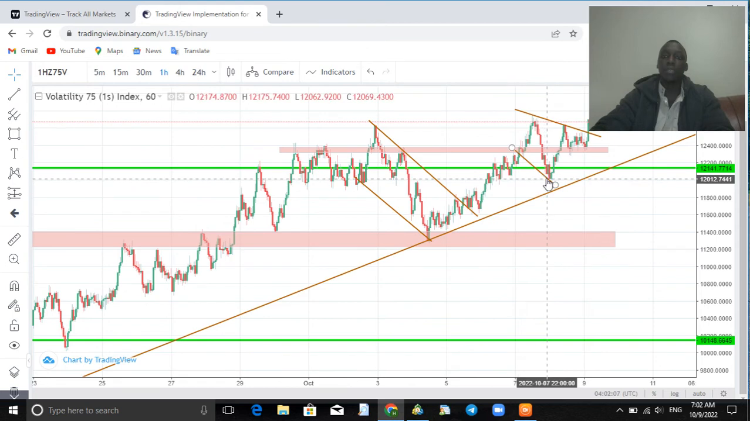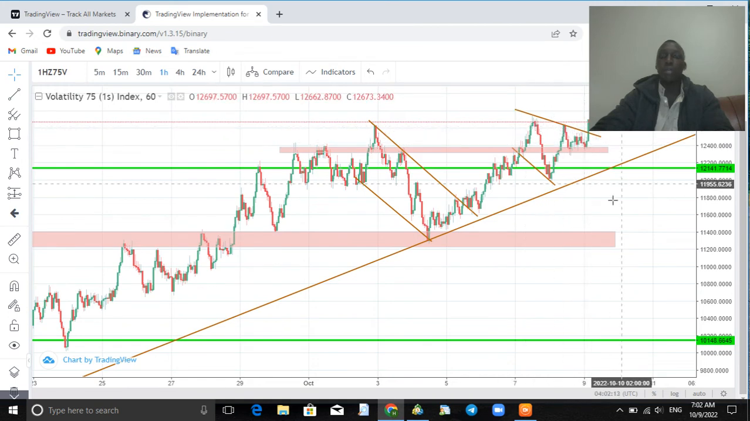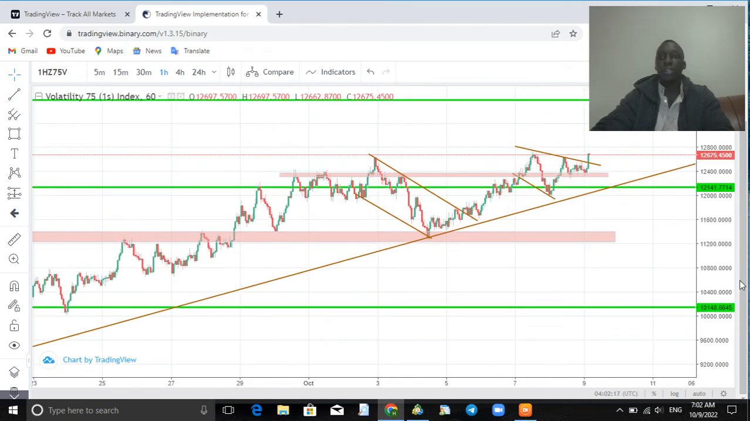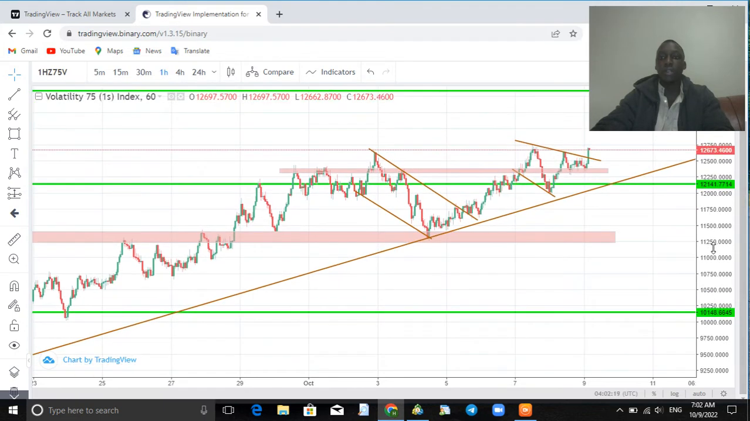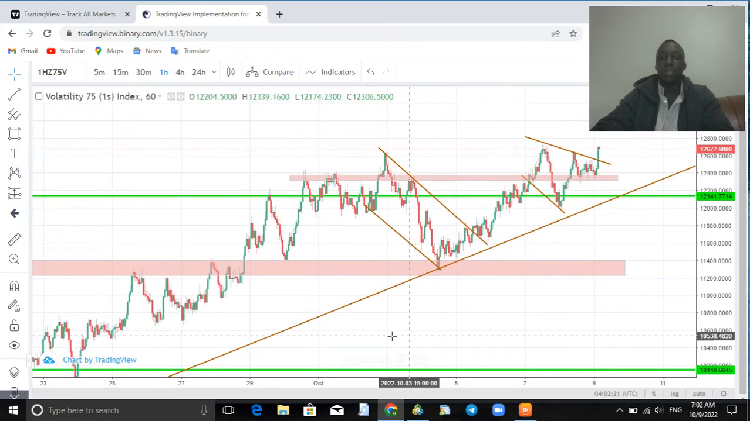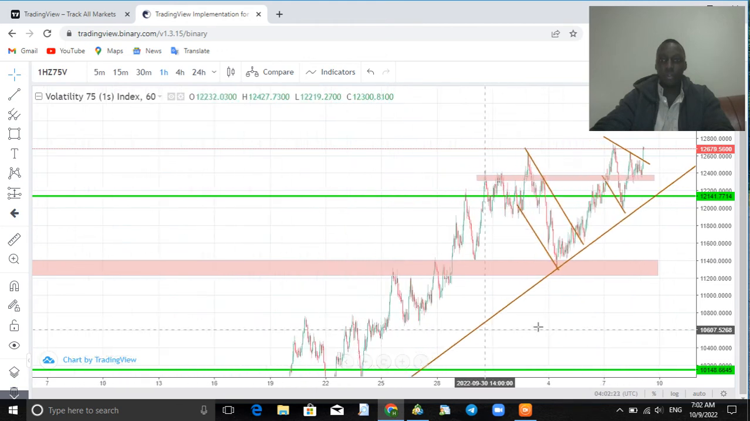After retesting it, we also experienced a lot of buyers jumping back into the market. So now in this consolidation we have spotted a beautiful pattern to see where exactly the market will be heading in the nearby future. Now we have already spotted our beautiful flag.